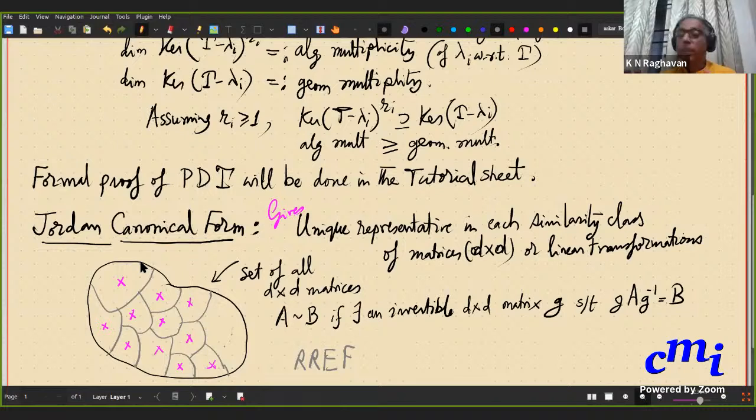But the Jordan canonical form is actually a procedure, at the end of which you will get exactly one matrix in every class. I hope it will be clear when we actually state the theorem.